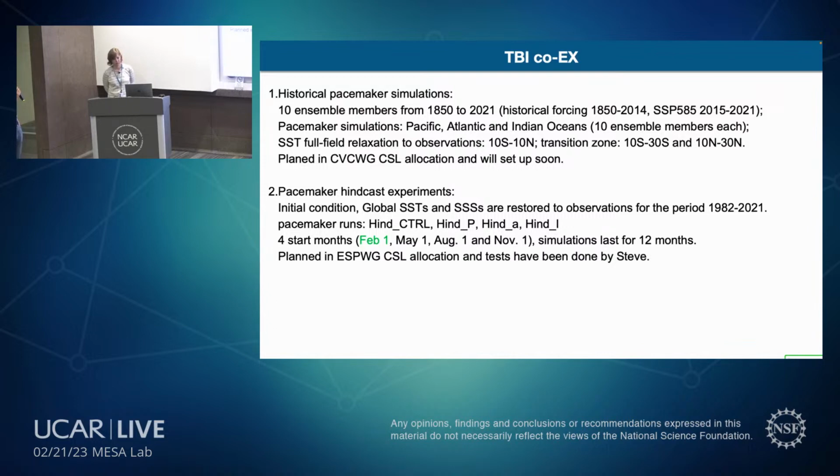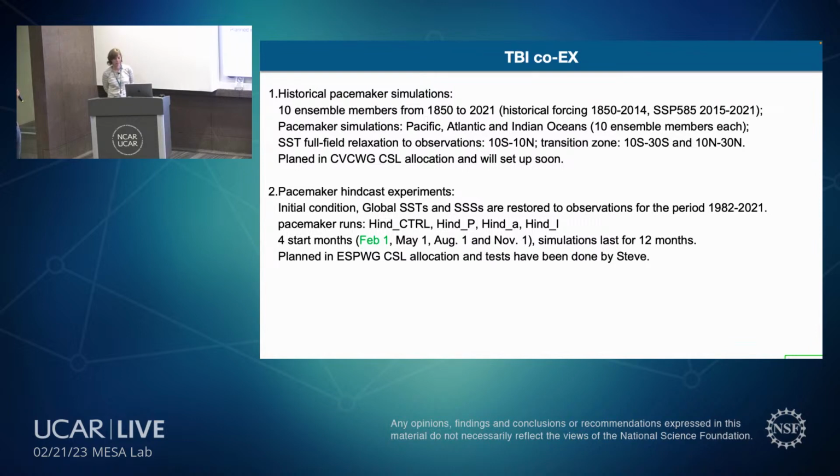For the SST, the SST will be relaxed to observations for the full field between 10 degrees north and 10 degrees south. And the transition zone is 10 to 30 south and 10 to 30 north. And this will be run under the CVCWG working group allocation.